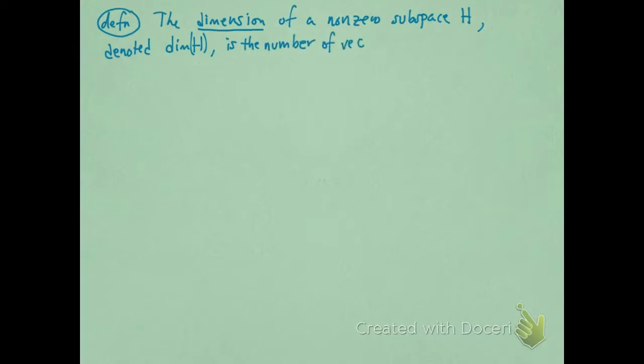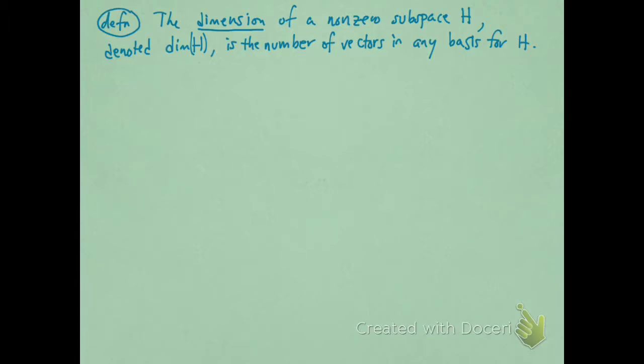Let's talk about dimension and rank. So first, the definition. If I have a non-zero subspace H, then the dimension of H, denoted dim H, is just the number of vectors in any basis for H.